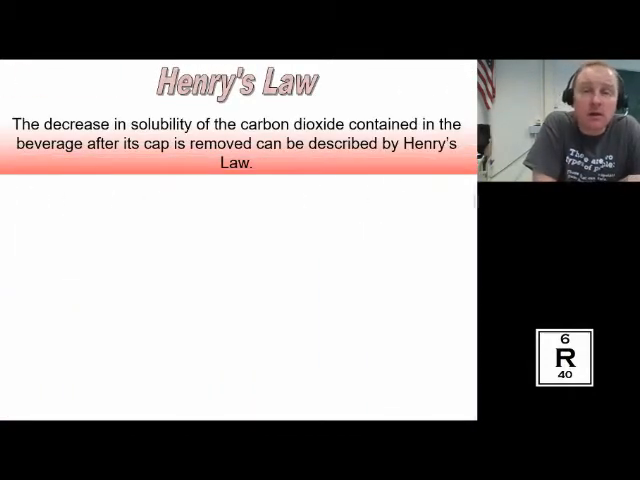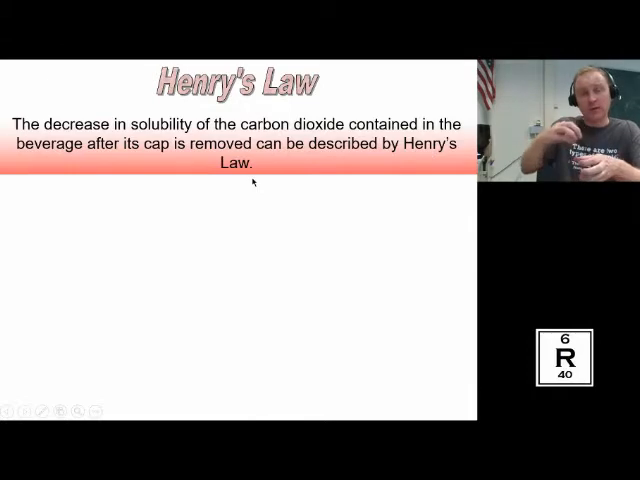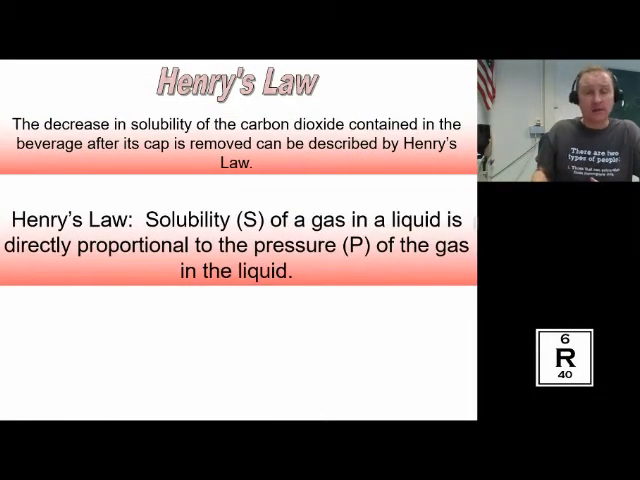Henry's law. Henry's law is a mathematical explanation that we can use to make predictions about the solubility of gases. The decrease in solubility of carbon dioxide contained in the beverage after the cap is removed can be described by Henry's law. Again, you remove it, there's less pressure, the solubility drops, and it starts releasing the gases. Henry's law says the solubility, which is represented as a capital S, of a gas in a liquid is directly proportional to the pressure of the gas, and that's a capital P.